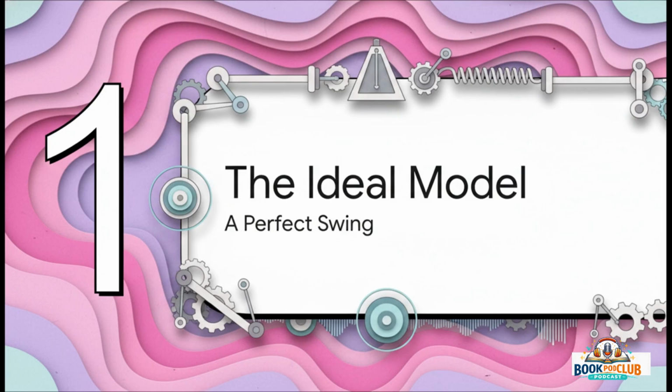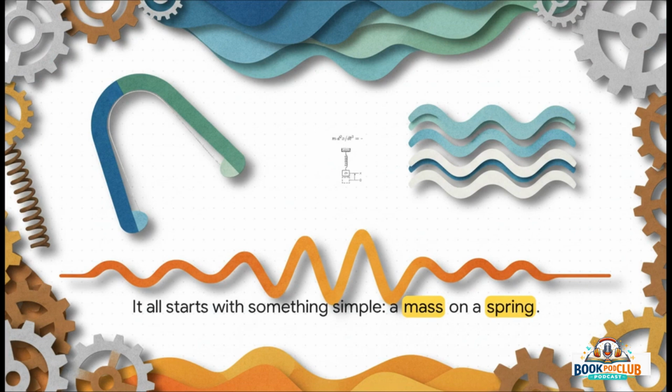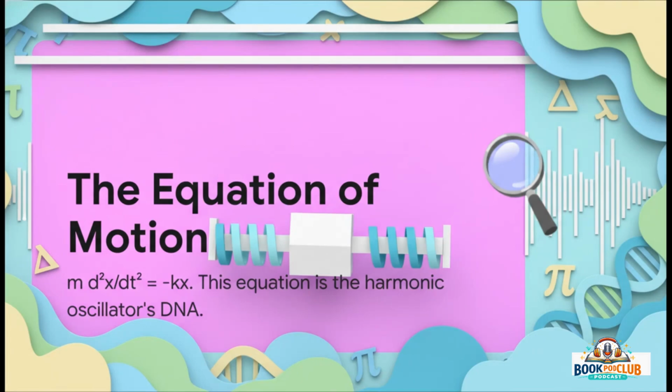Think of it as the absolute blueprint for this rhythmic motion. And here it is. This is our hero for the day. A simple weight, a mass, hooked onto a spring. You pull it down, you let it go, and it just bobs up and down, up and down. That simple motion, that oscillation, that is the perfect picture of a harmonic oscillator. And this is its DNA.